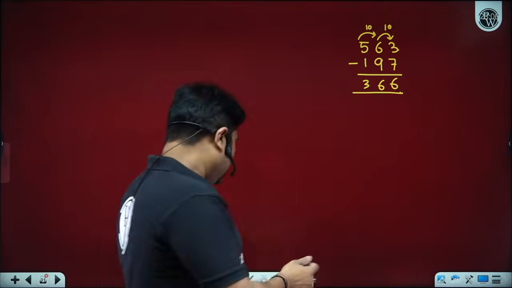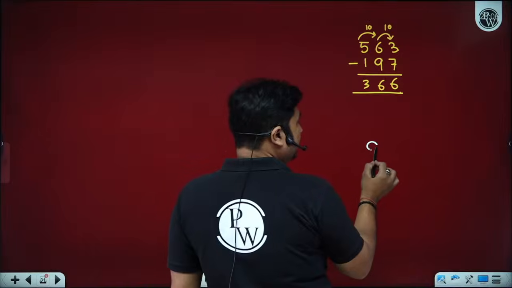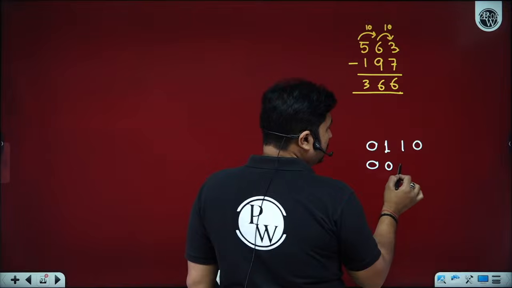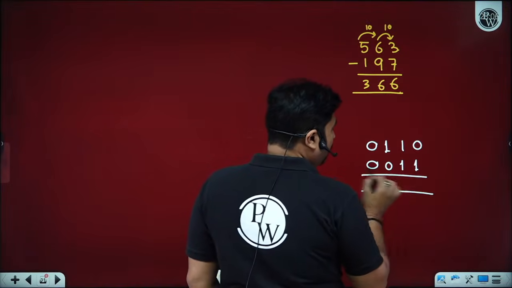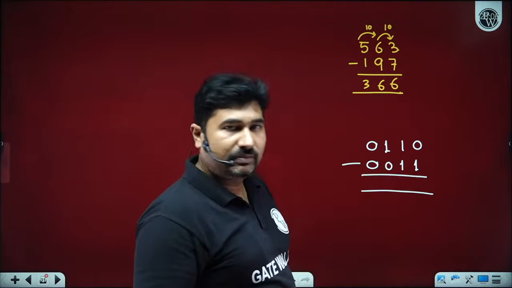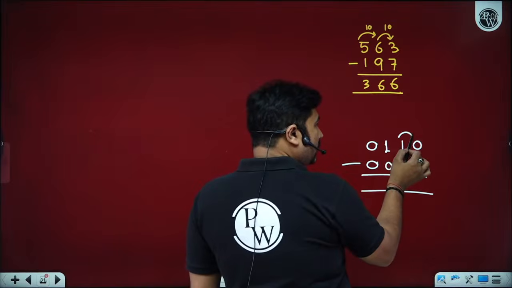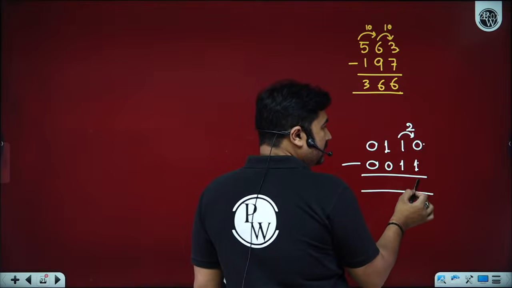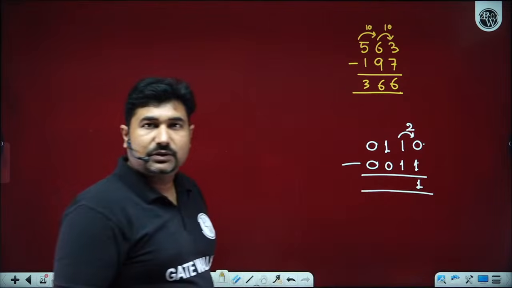Is it okay? In the same way, suppose if we have a number 0, 1, 1, 0 and we want to perform 0, 0, 1, 1. So how would you do the subtraction here? We need to take the borrow from here because the base is 2 in binary. So here we are getting 2. 2 minus 1 we are getting 1. Is it okay? Yes, sir.